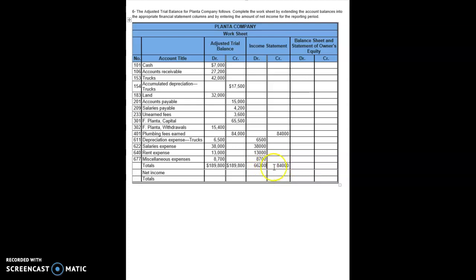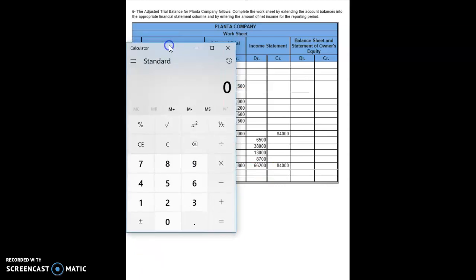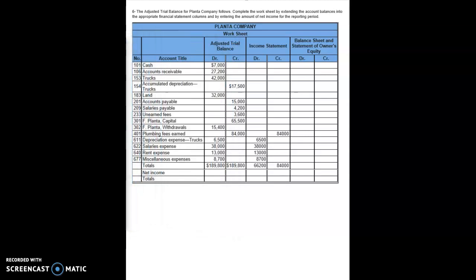So if we take 84,000 minus 66,200, we have 17,800. That's the amount of our net income. So we're going to put that in that net income line. If it's a net income, you're going to put it on the debit side of the income statement, so 17,800. If we then add to see what our totals are, we will see that we are in balance again. So the difference between those two columns was our net income.